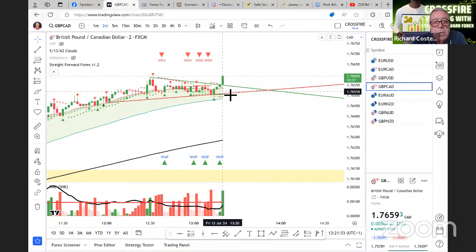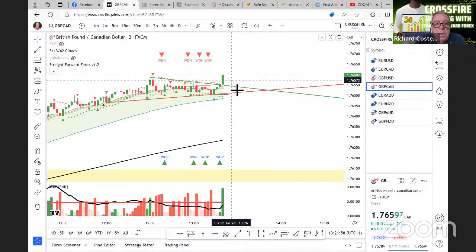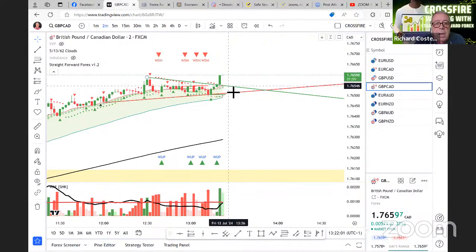Now, the current candle has just opened slightly above the green trend line. So there is a gap between the candle and the trend line. So that's okay. I'm in a wave up.